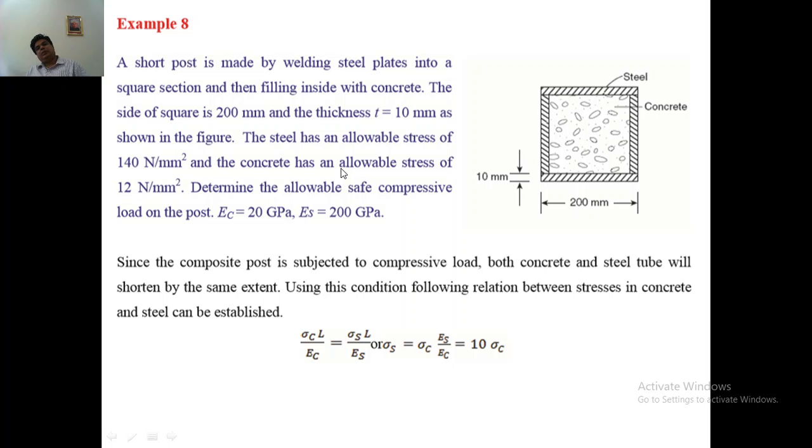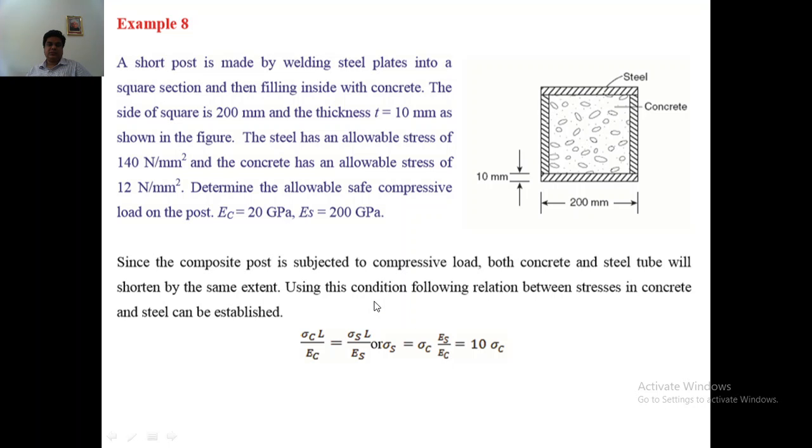So in this problem, the stresses are given, and you have to calculate the safe compressive load on the post. So you have to calculate how much load can be applied on the post or on the column. Unlike the previous problem, where the load was given and we calculated the stresses, in this problem the stresses are given and we will calculate the load. But the equations remain the same, and the same conditions will follow.